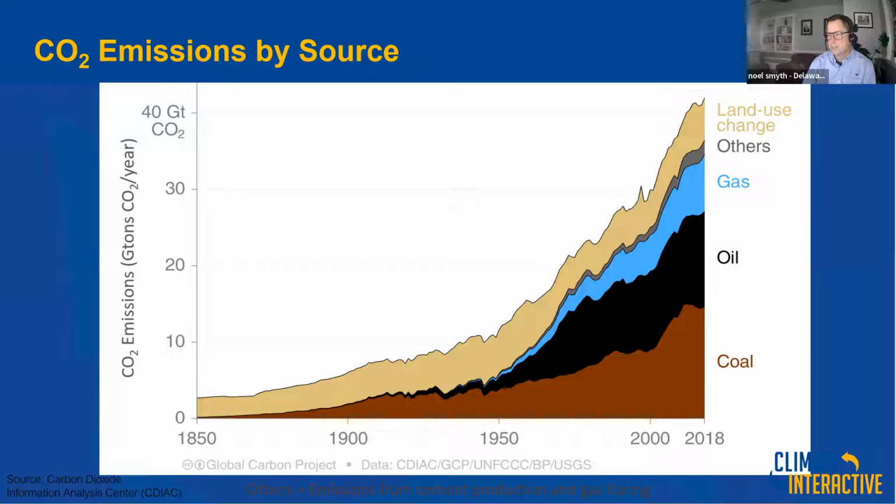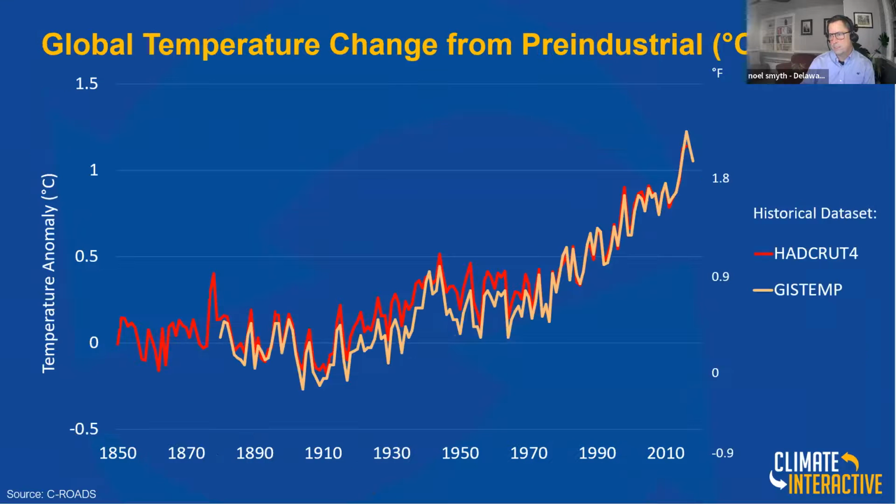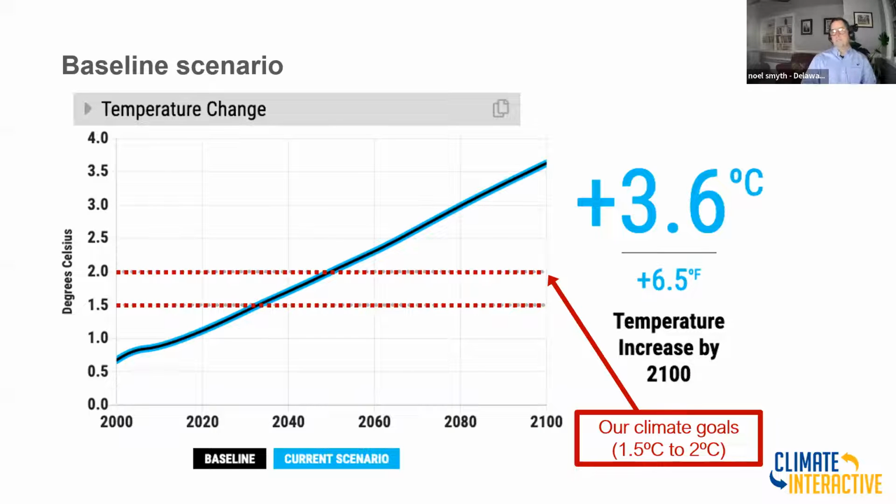There's a lot of emissions from different types of fossil fuels, coal, oil, gas primarily, but then also you see the land use change at the top, and then the other in the middle there, which is the F gases, as they call them. But you can see the emissions from fossil fuels are the largest driver. Land use and forestry is a driver, methane's a driver, and some of the other greenhouse gases. And of course, the global temperature is going up, and this is what the model looks like.